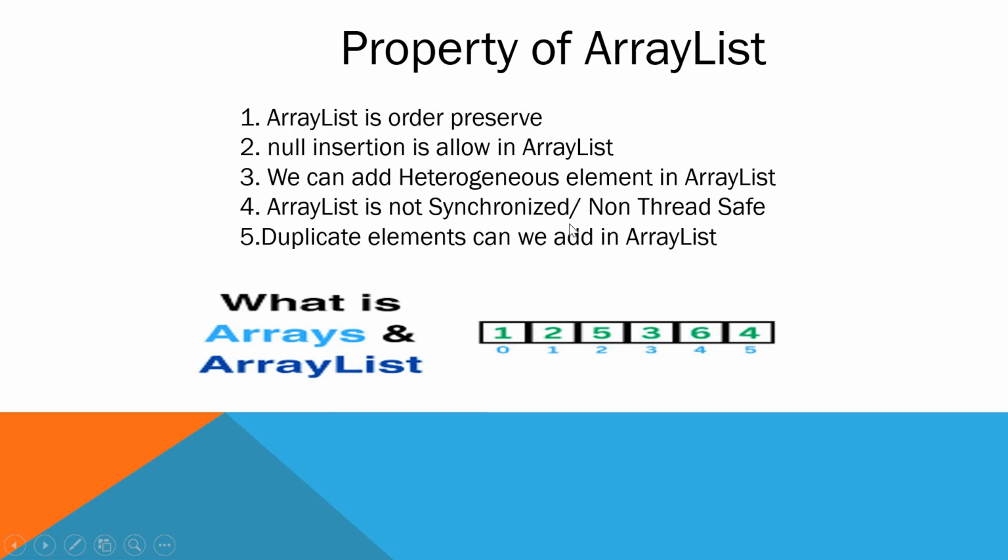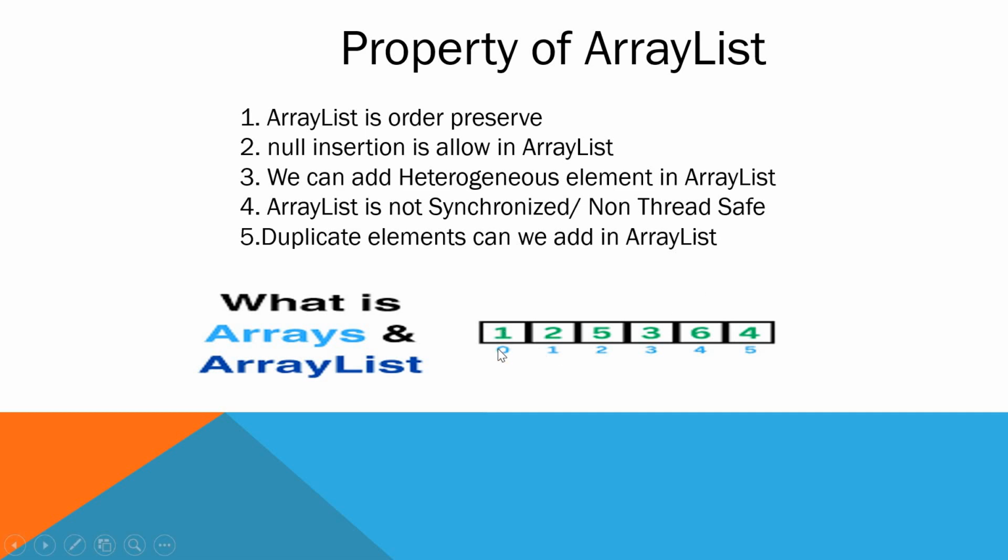Array list is not synchronized. That means array list is not thread safe. There is one topic called multi-threading, and in multi-threading we use this term synchronized very frequently. Synchronized means the data will not get garbled, we will get the proper data. That's why we use this term. I will explain these terms in detail when we cover thread concepts. Right now you have to understand that array list is not synchronized, or non-thread safe, right? And duplicate elements can be added in array list. Yes, we can add duplicate elements as well, right?